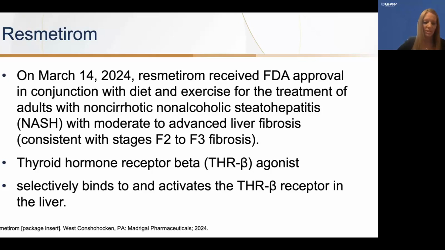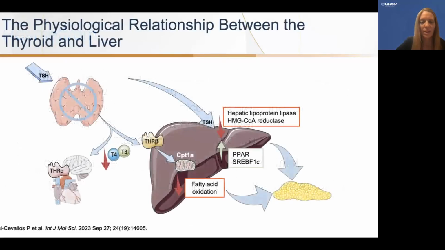So Resmetirom received the accelerated approval by the FDA, and this is a pathway that allows for earlier approval of medications to address an unmet medical need. It is a thyroid hormone receptor beta agonist, and it selectively binds to and activates the thyroid hormone receptor beta in the liver. And we'll talk about this. So we'll review the physiology between the thyroid and the liver.